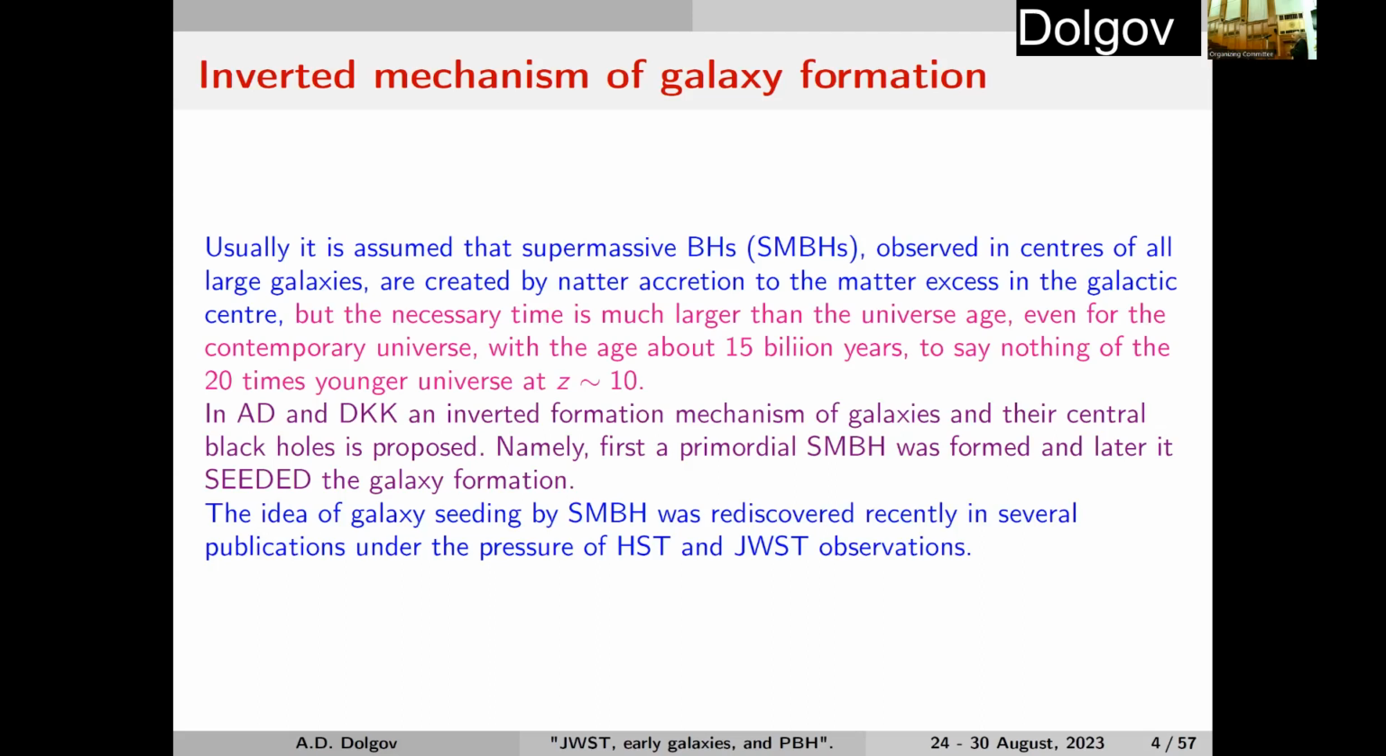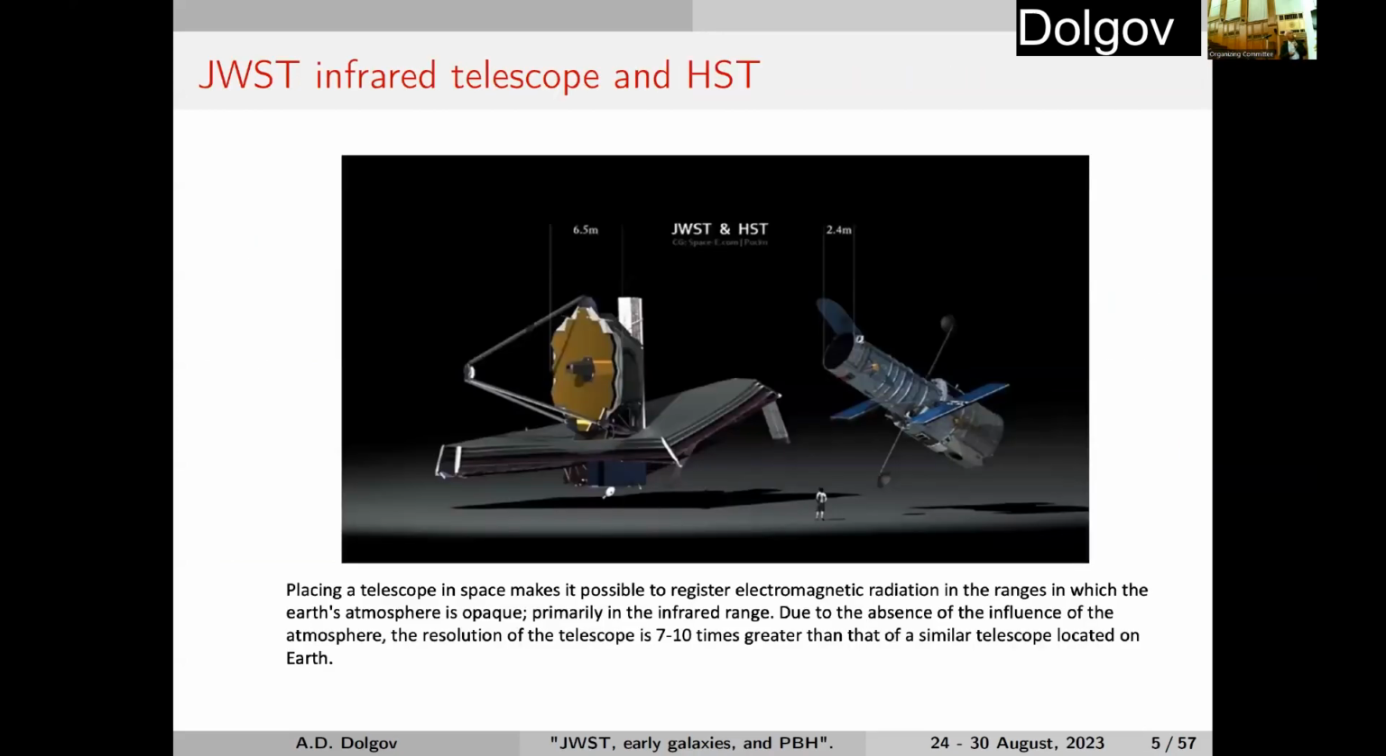And if we speak about a very young universe, at redshift of order 10, the corresponding time was about a factor of 20 to 30 shorter than the universe age today. Okay, so there are a few pictures. It is the James Webb and Hubble telescopes.